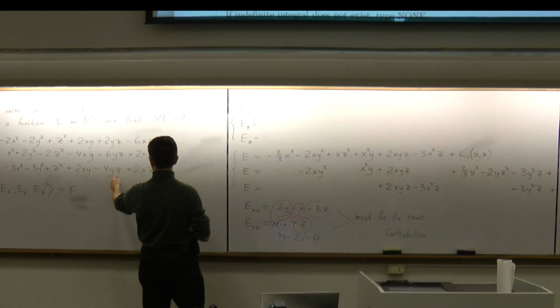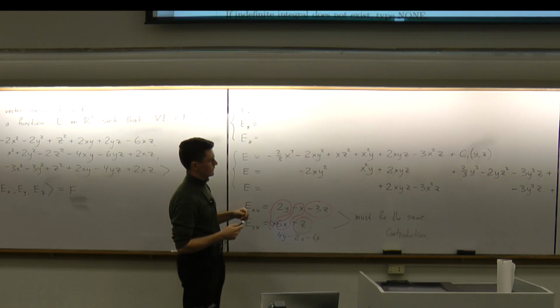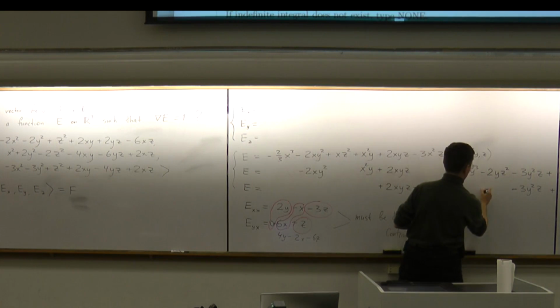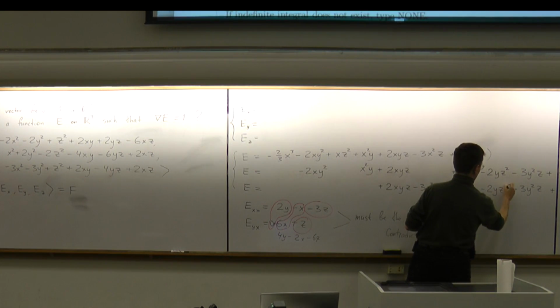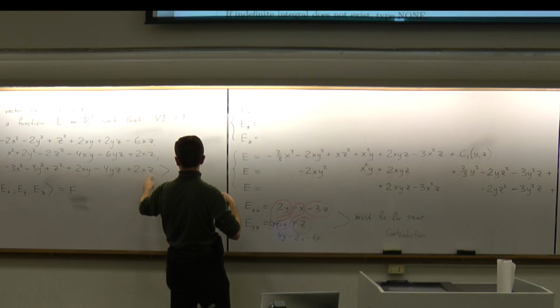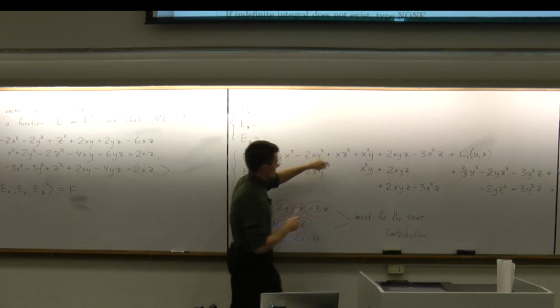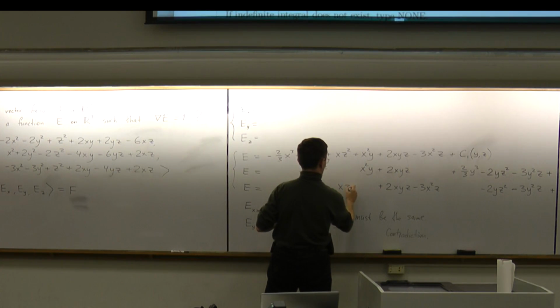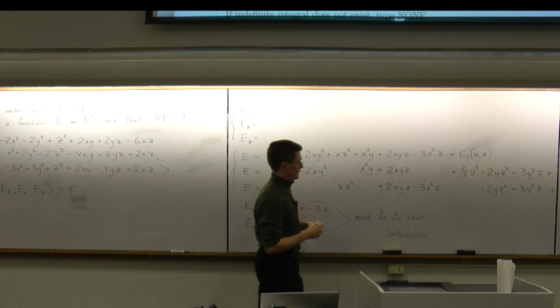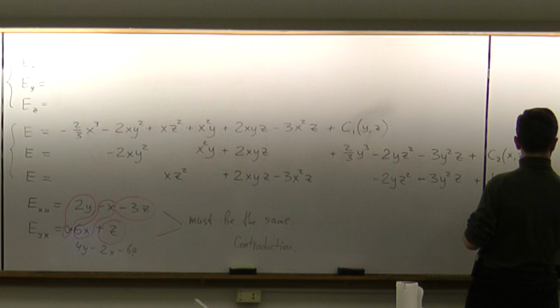Integral of negative 4yz with respect to z is negative 2yz squared. Negative 2yz squared. It's right there. Negative 2yz squared. And finally, integral of 2xz with respect to z is xz squared. Xz squared, right there. And of course, there is a constant, plus a constant in terms of x and y.